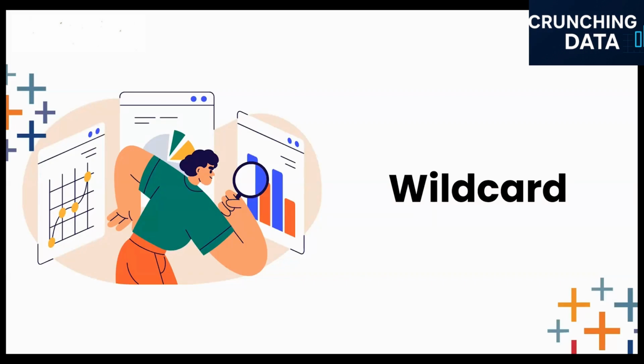Hello everyone. In the last few lectures, we talked about different kinds of filters that are available. The first filter that we talked about was the extract filter. Then we talked about the data source filters, context filters, dimension filters, and measure filters. In this video, we'll be looking at the general filters.